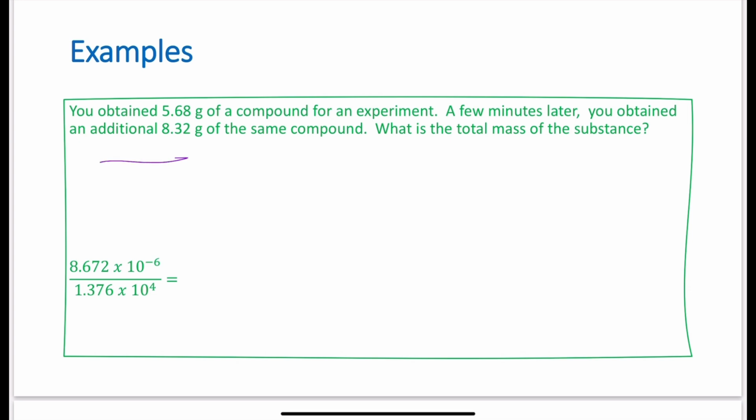Visually, let's say I've got a beaker, okay? And I went ahead and added some sample to the beaker. The sample I added originally to the beaker weighed 5.68 grams. After a few minutes, I go ahead and obtain more sample, and this time I have added 8.32 grams. I want to know the total mass here.